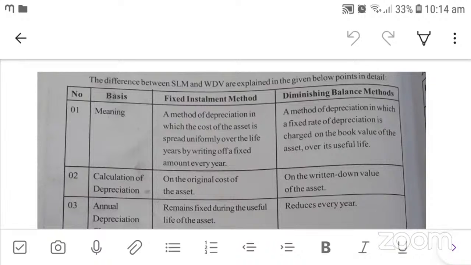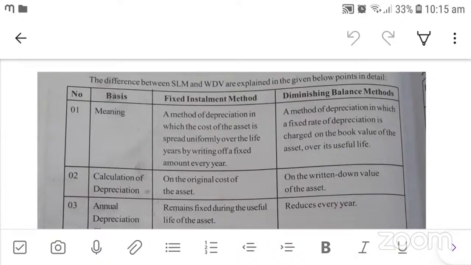For the first year, we will calculate on the cost, and from the next year onwards we will calculate on the written down value, that is cost minus depreciation. Okay, so the amount of depreciation will change every year. It will decrease throughout the life of the asset.